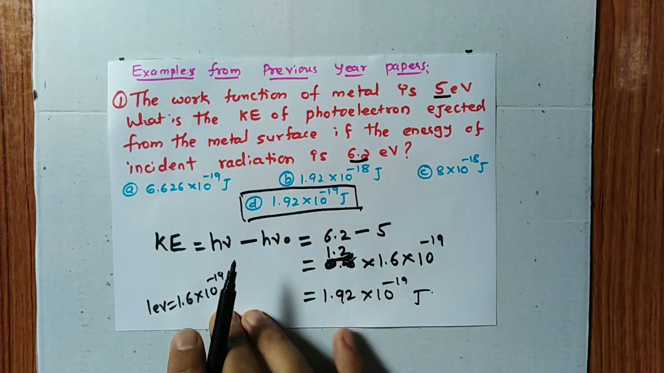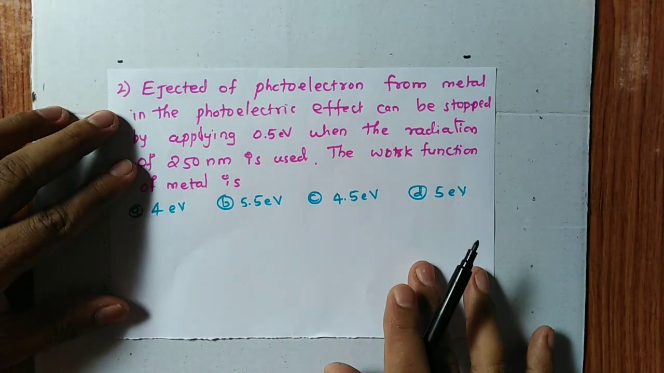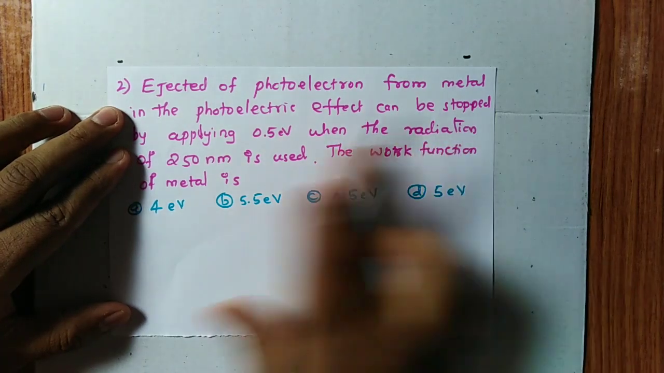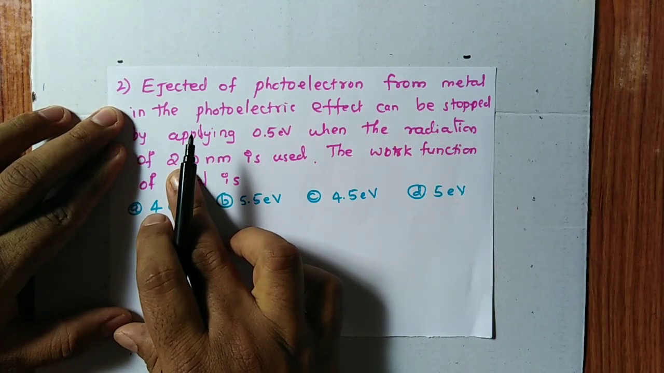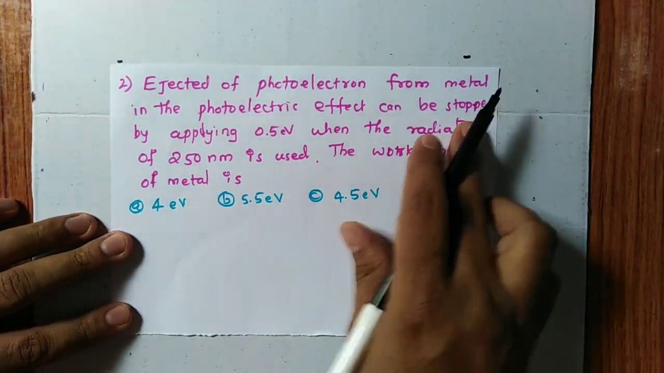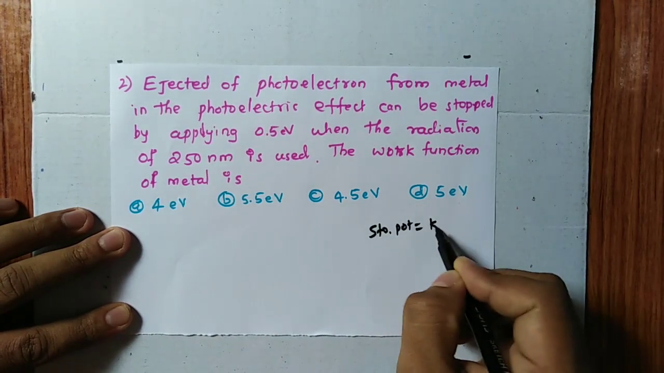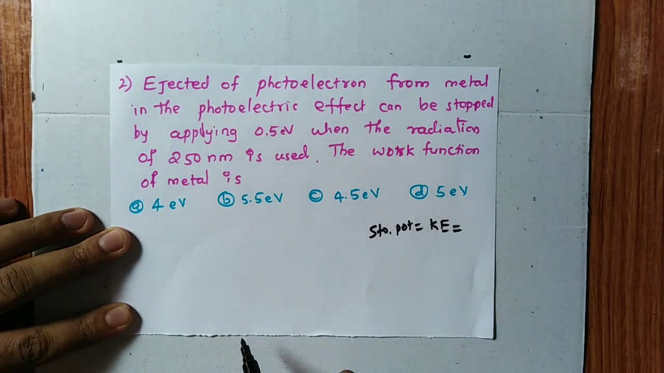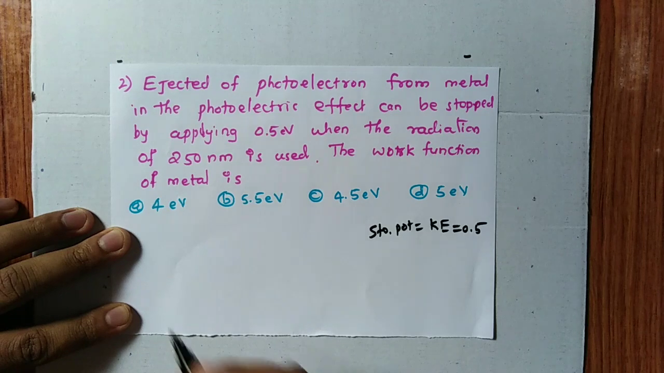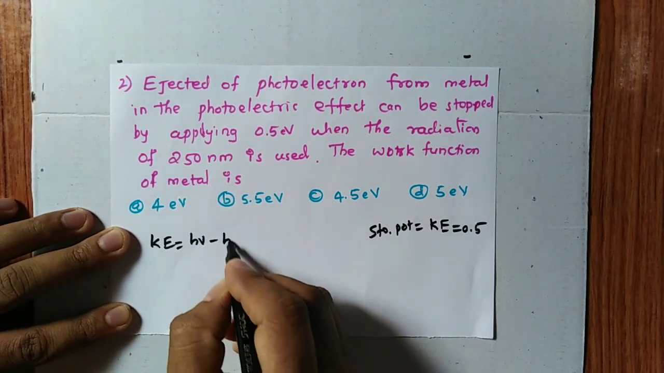Then we will see the second question. Ejection of photoelectrons from the metal surface in the photoelectric effect can be stopped by applying 0.5 electron volt. When radiation of 250 nanometer is used, the work function of the metal is? So remember here, stopped by potential means what? Stopping potential, correct? Stopping potential is equal to the kinetic energy, which is given, that is 0.5. So using the formula, remember, kinetic energy is equal to h nu minus h nu naught.